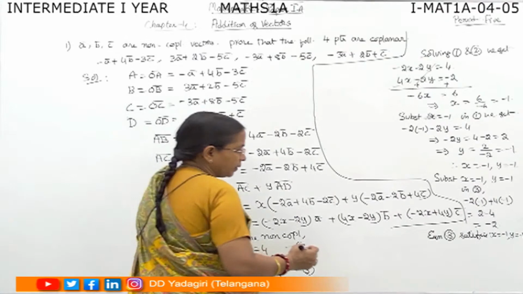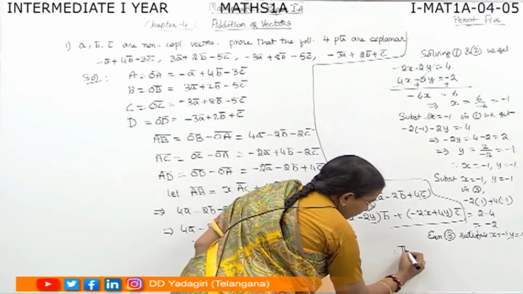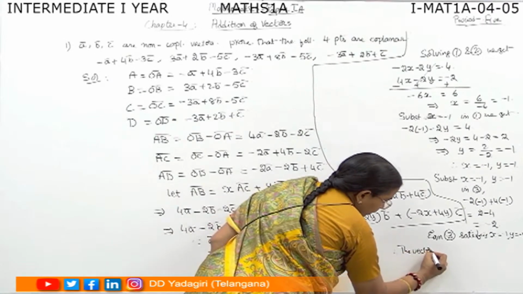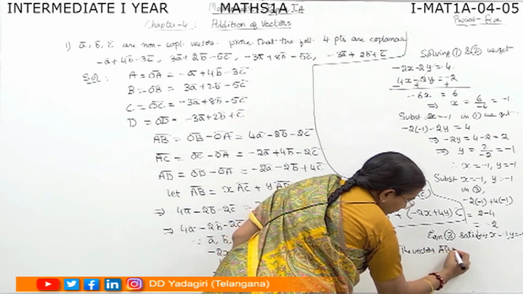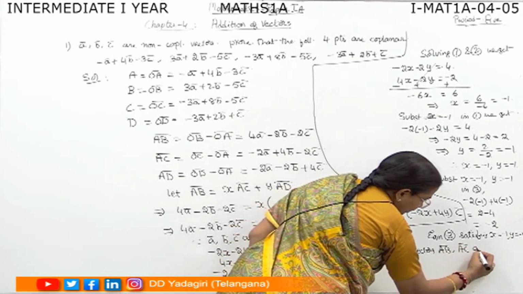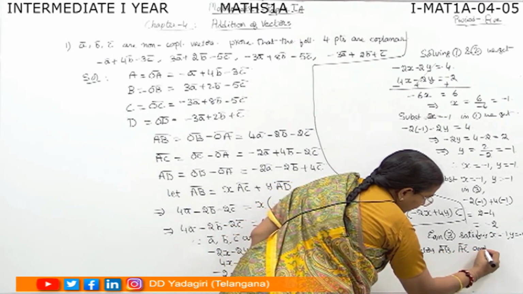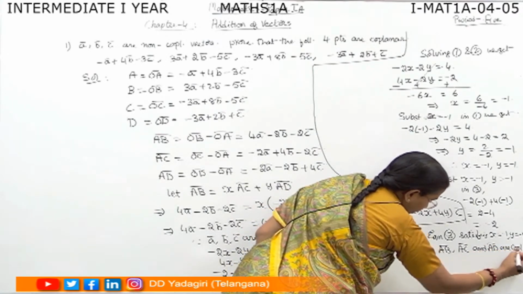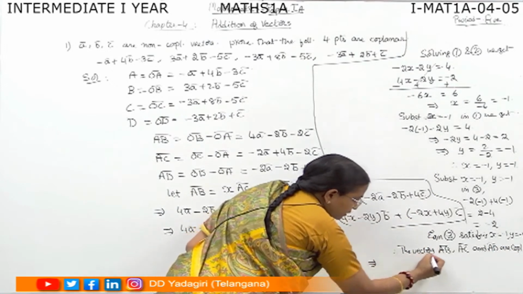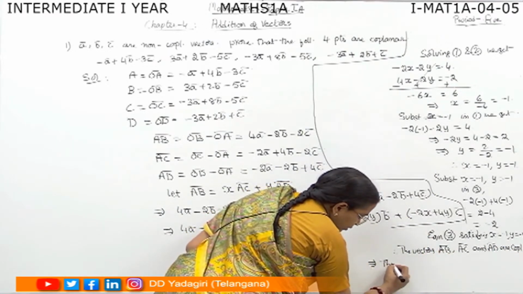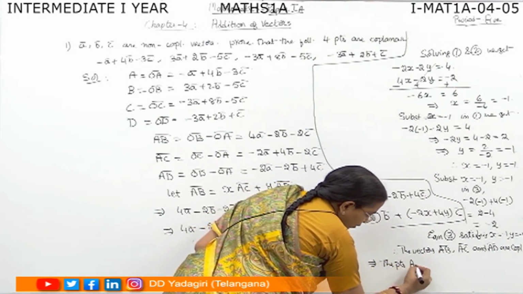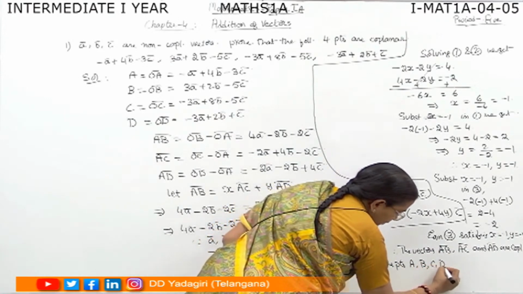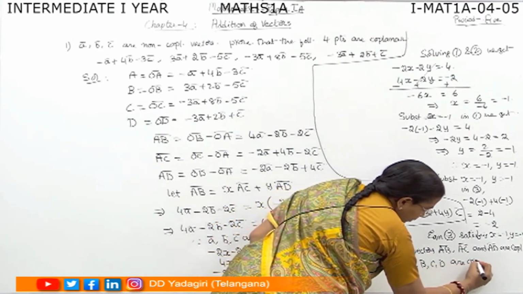They are coplanar. The vectors AB, AC, AD are coplanar. So they are coplanar. So these vectors include the points. So the points A, B, C, D are coplanar.